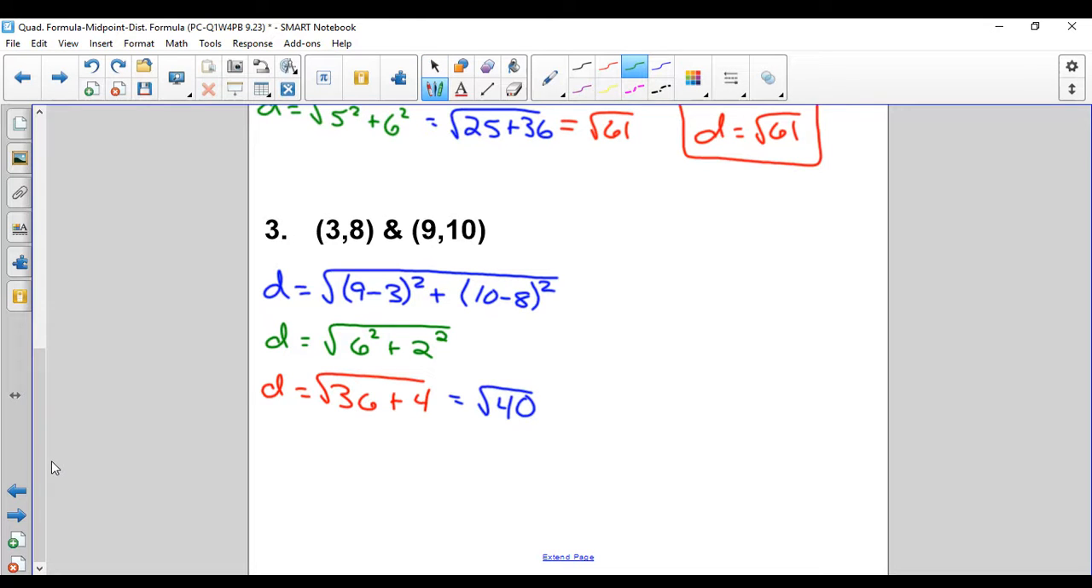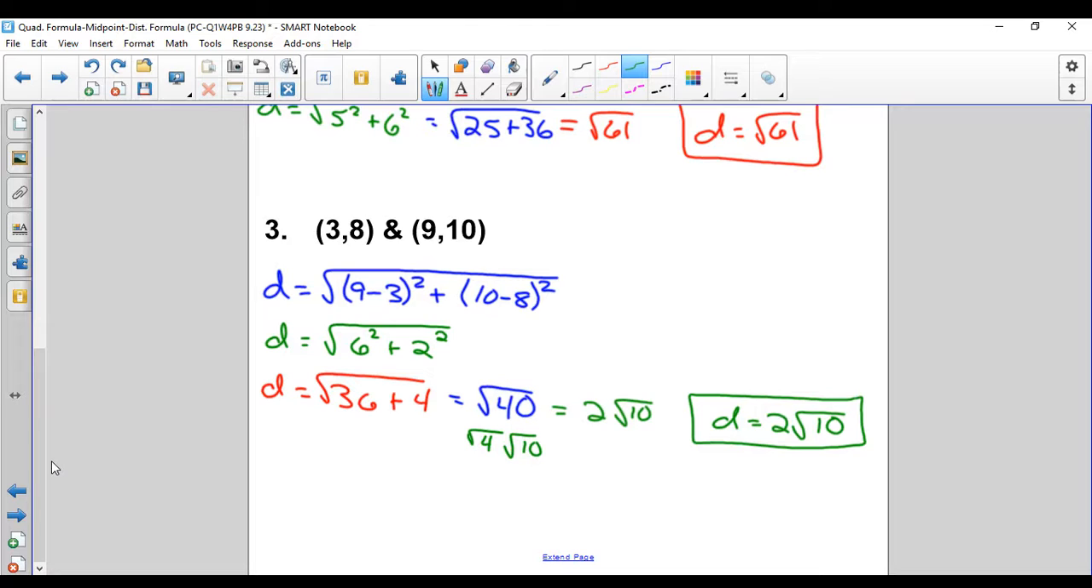The square root of 40, we can break it up into square root of 4 and square root of 10. So that's going to be 2 radical 10. So your distance between those 2 points is 2 radical 10.